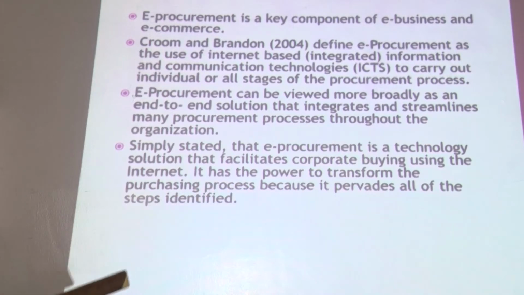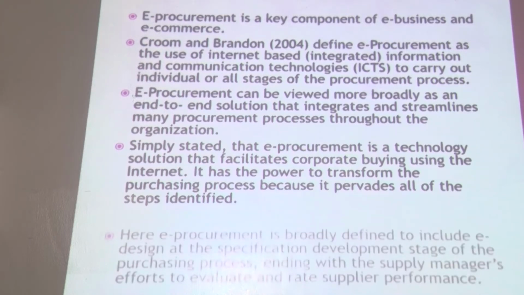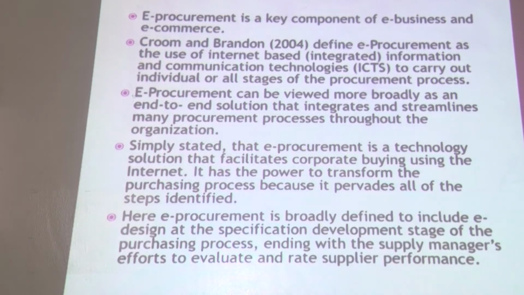When you talk about corporate buying, what we mean is that it allows companies to use e-procurement for the buying process. E-procurement is also defined to include the design at the specification development stage of the purchasing process, ending with the supplier manager's efforts to evaluate and rate suppliers' performance. Using e-procurement, you're able to rate the supplier's performance by just clicking a button, and analyze how various suppliers are performing in the market.